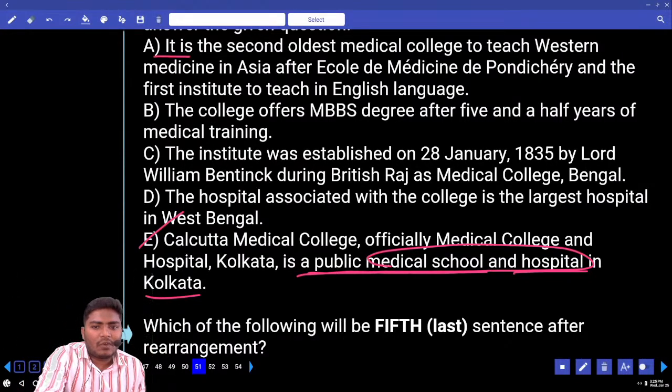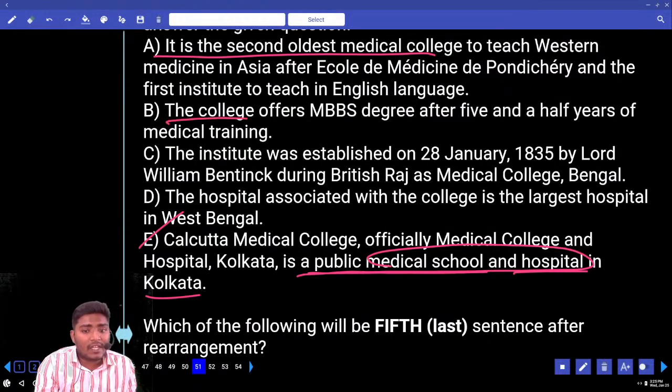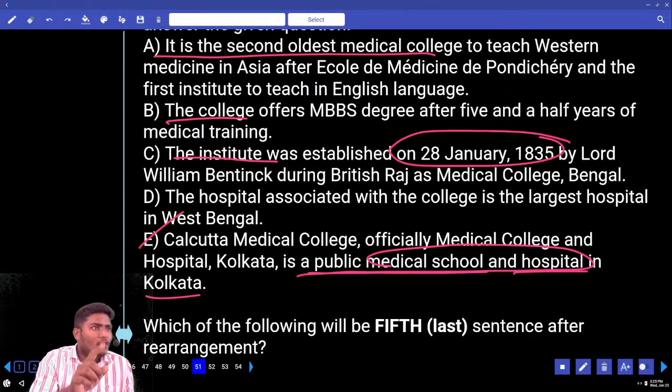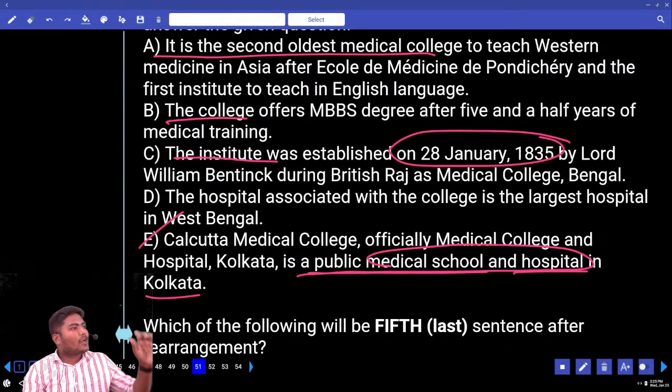Now, it is a second oldest medical college. We can use, okay, no problem. The college offers. Which college? We still not know. Next, the institute was established. Okay. Once if you look at this, what is this here? Time indicator. Remember, we are speaking about the prominence or importance of one college.